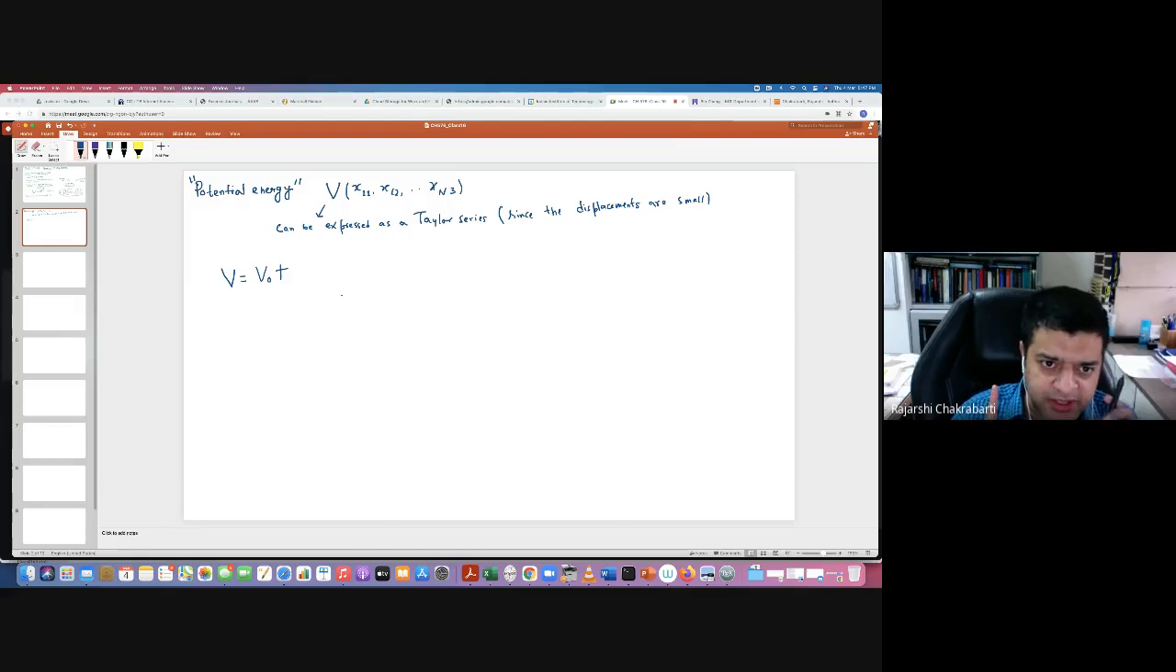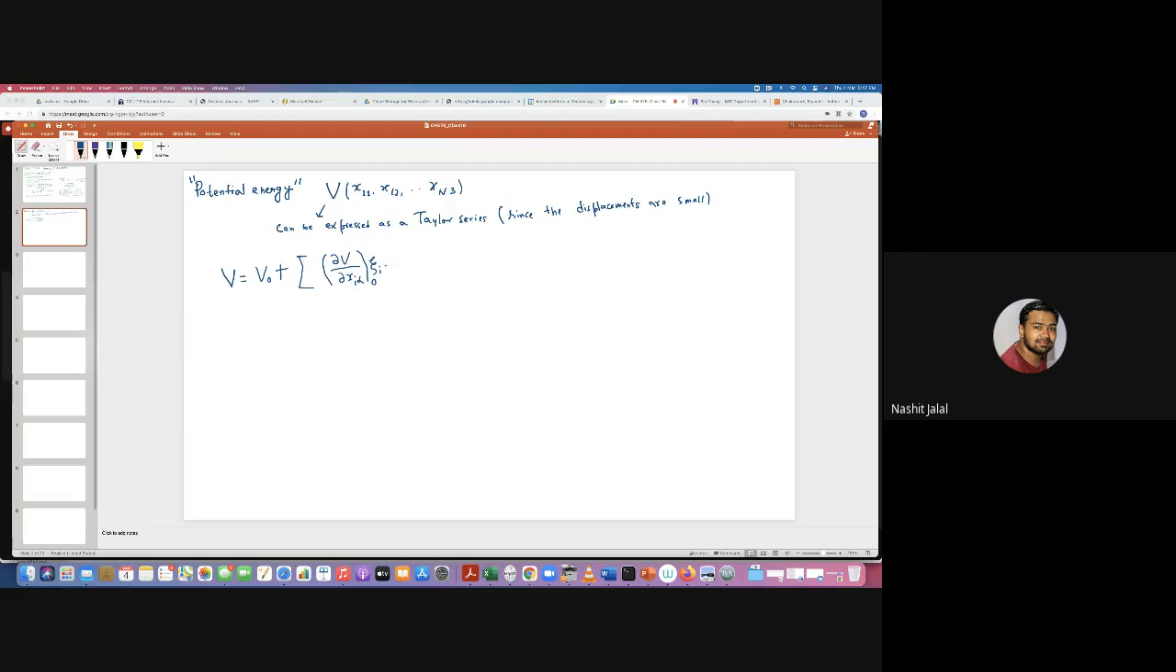But they are interacting with each other. Remember, because of that they are stable. So this is V naught, and then you have to take a derivative of this V with respect to what? Can anyone tell me? It has to be the derivative with respect to x i alpha, taken at the equilibrium position 0, and then multiplied with the relative displacement, xi i alpha. Is this clear?